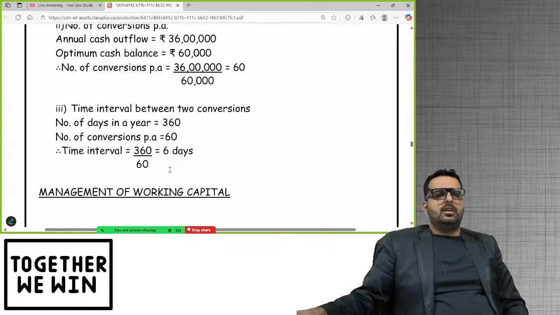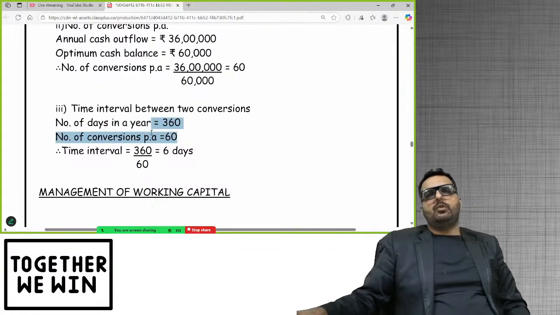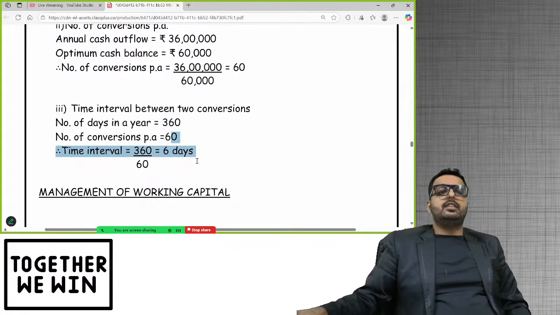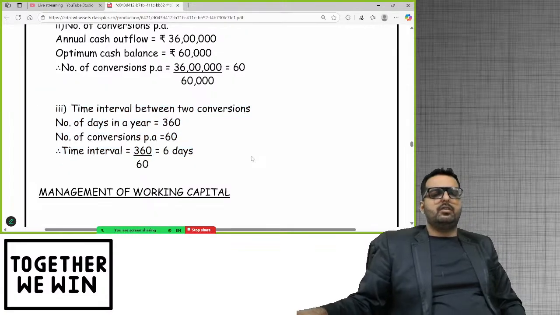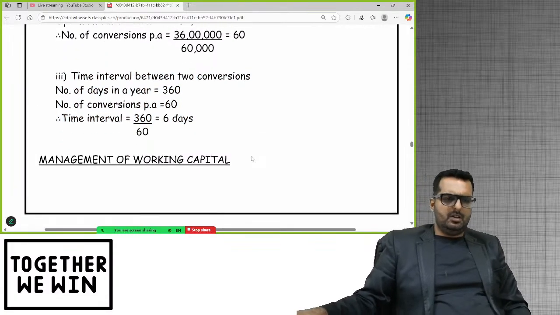All right. Then time interval between two conversions. In 1 year you have got 360 days. But they want to do 60 conversions in 1 year. So every 6 days they will have to do a conversion. Okay, so can you please write down this also in your books? Time interval between two conversions.